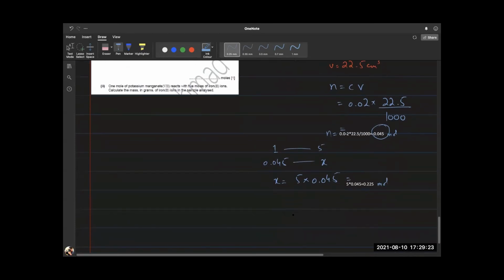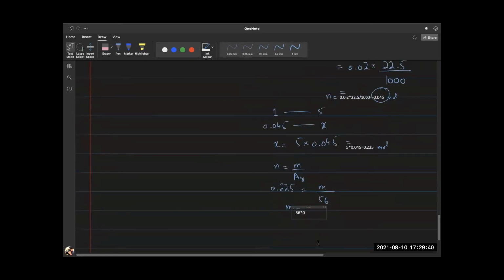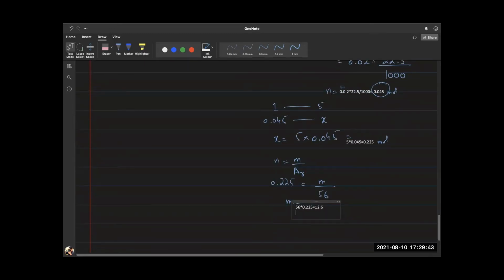And once you have moles, you find the mass. So number of moles is mass over MR. In this case, it is AR because it's iron. So 0.225 equals mass over 56 for iron. So mass is going to be 56 times 0.225, giving me 12.6 gram iron 2 ions.